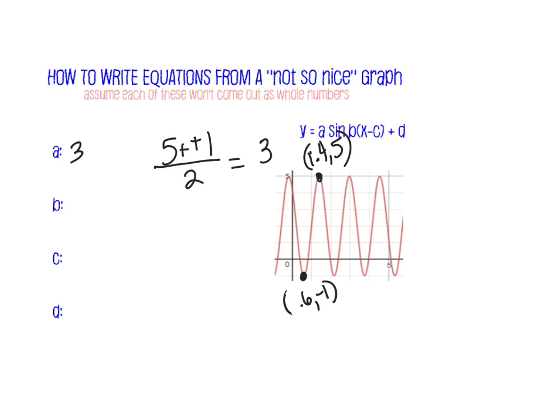Okie doke. Let's look at the B value. Still knowing that I have these 2 points or any other peak and valley, remember that B affects the period. So I'm looking at the period, the length of space that it takes to make one wave. Do I have all the points I need here? Nope. I need this next peak. I need to go peak to peak right here.